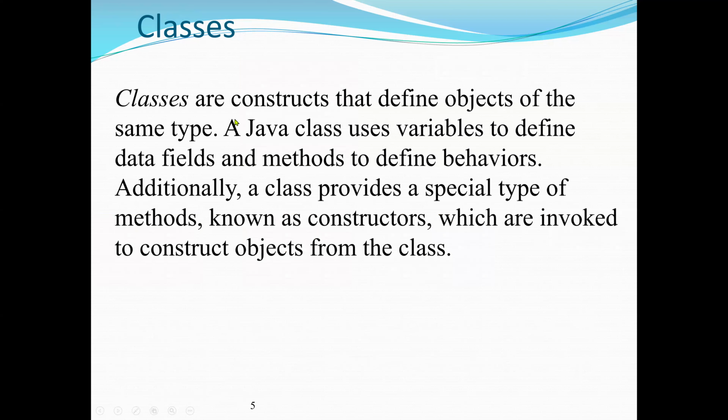So here we say classes are constructs that define objects of the same type. A Java class uses variables to define data fields and also uses methods to define the behaviors. As we see in our previous example, the class name is Circle, radius is a variable, and get area will be a method. Additionally, a class also provides a special type of method known as constructors, which are always invoked to construct objects from the class. And we shall see an example soon.